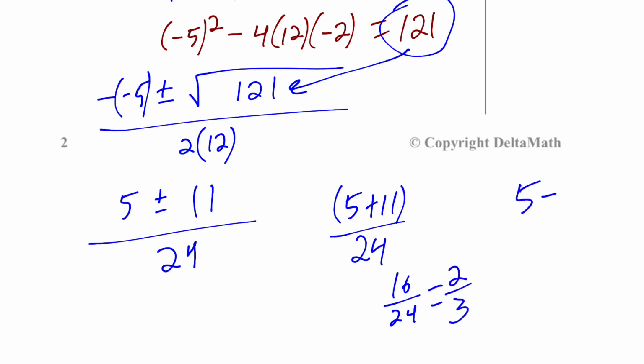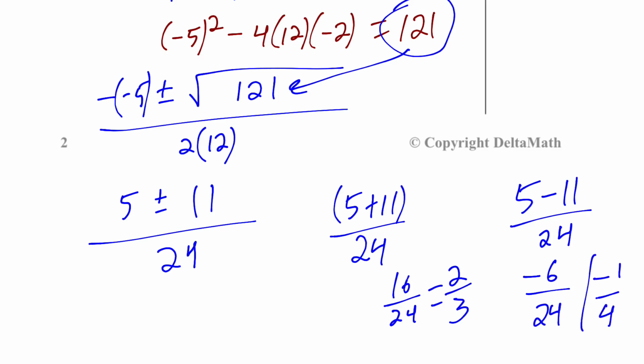Your second answer is going to be 5 minus 11 divided by 24. That's going to give you negative 6 over 24, or negative 1 over 4. So those are your two answers, 2/3 and negative 1/4.